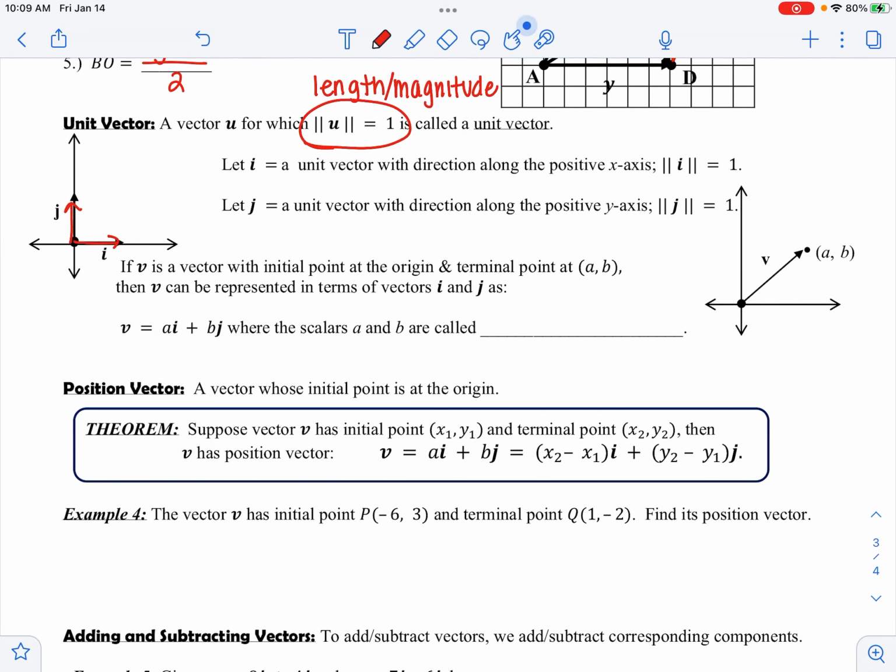If vector v has an initial point at the origin and terminal point (a, b), then vector v can be represented in terms of i and j. So basically we're trying to start here and then go to where they would meet if they went this way. How we can represent that is v equals a times i plus b times j. A and b right here are called the components.